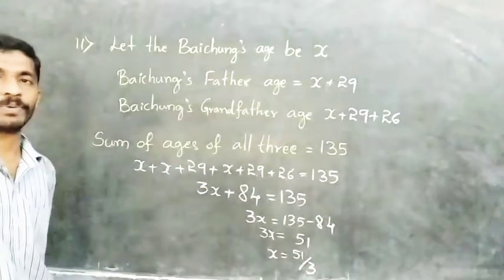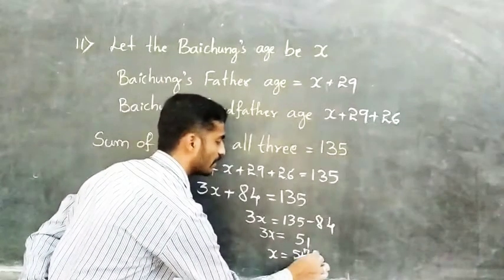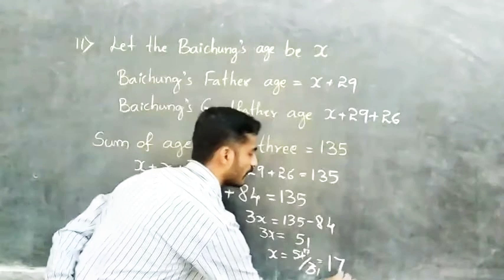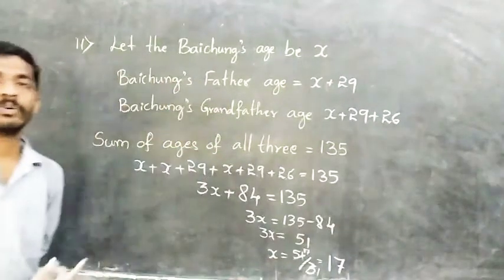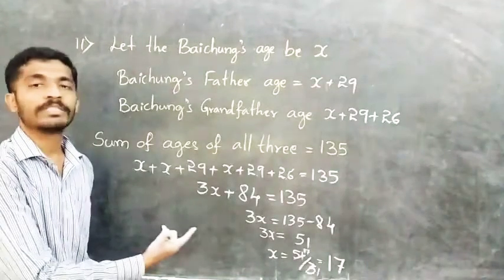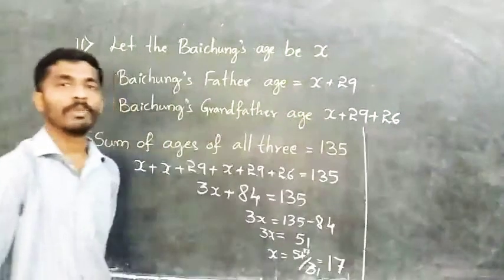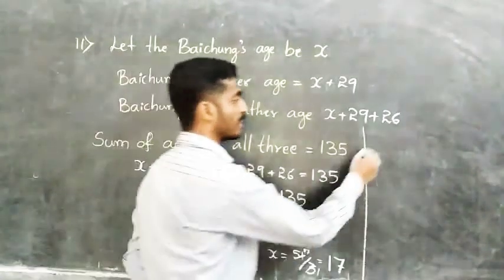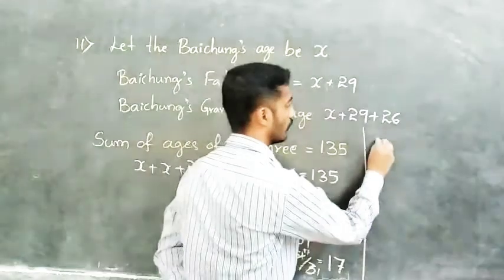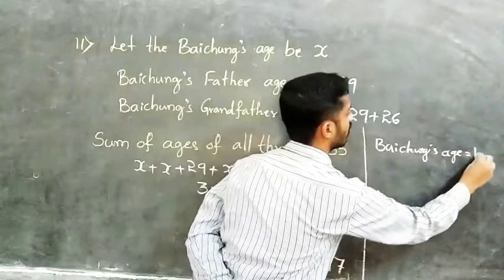So x equal to 51 by 3. So dividing 51 by 3, here we will get 3 ones are 3, 3 sevens are 21. So here we will get 17. So now we got the age of Baichung. How much? 17 years. Now what we have to find? Baichung's age we got, that is x, 17 years. So Baichung's age is 17 years.